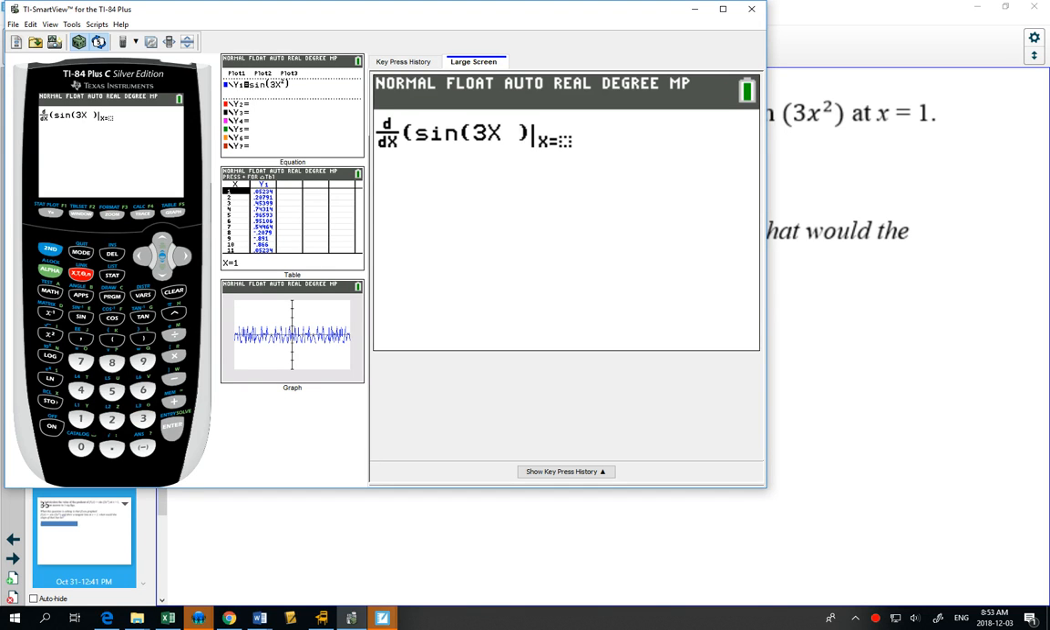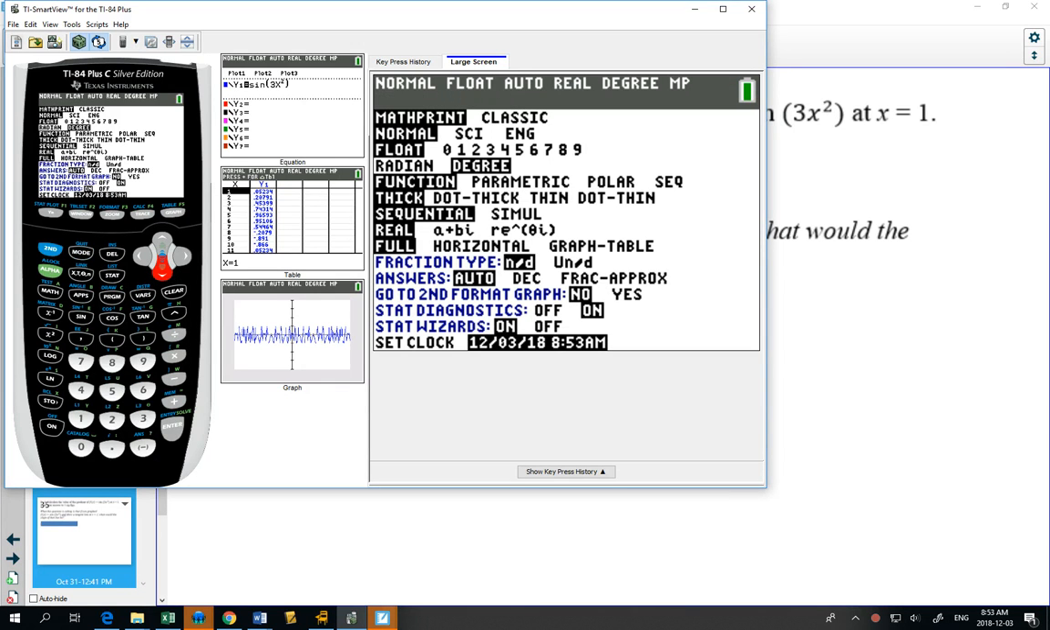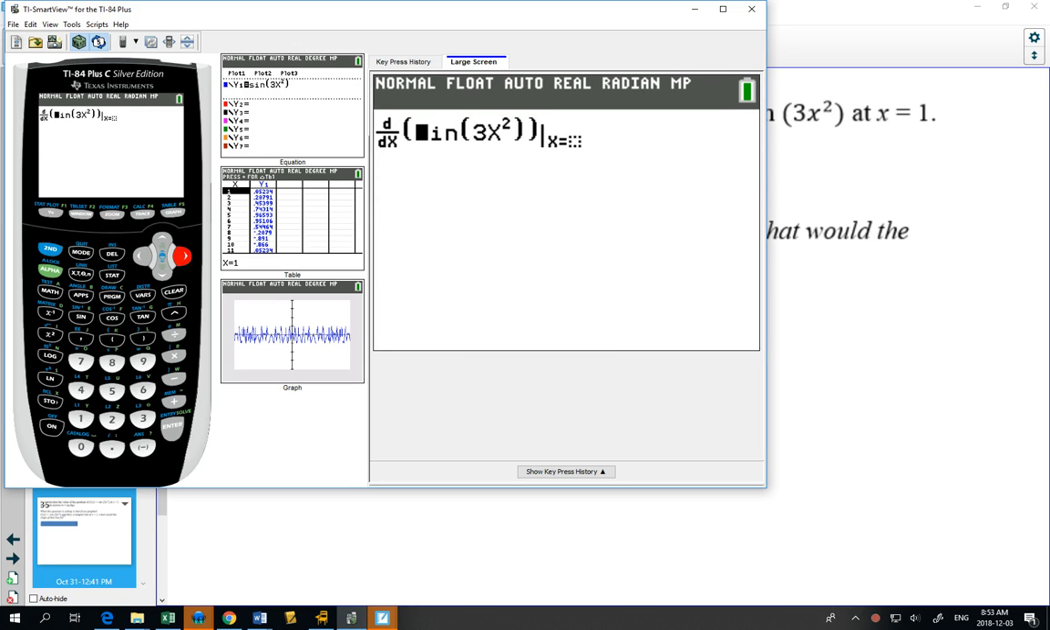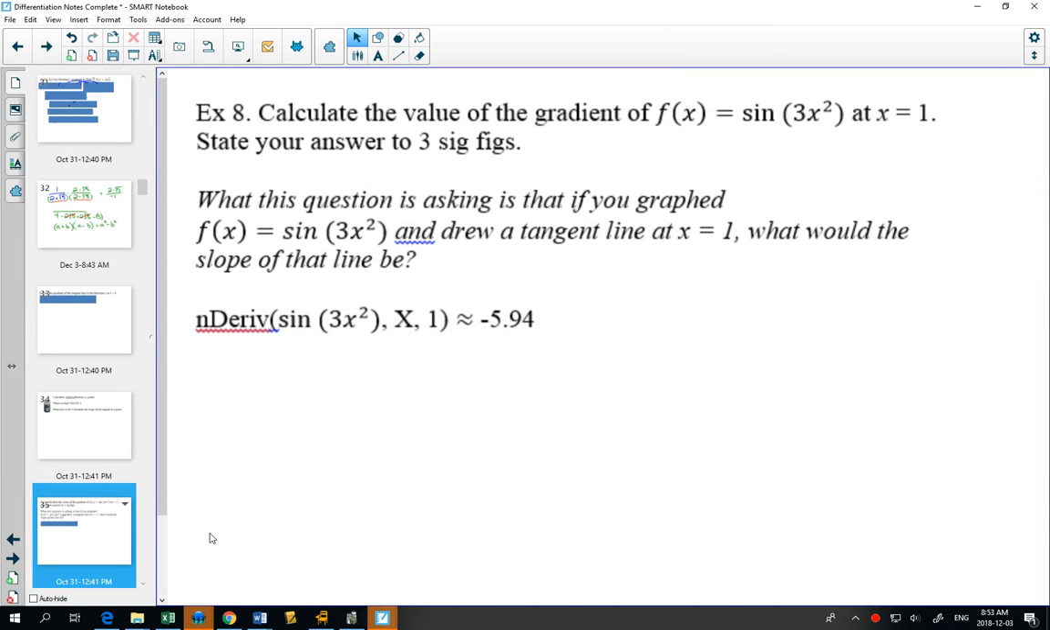Oh, I have something I have to change on my calculator. My calculator is currently in degrees. All of the calculus that we're going to be doing is going to be in radians. There we go. So sine 3x squared, and we want to figure out at x equals 1. So it finds the derivative when x is equal to 1. This is nice proper notation as well. Negative 5.93, or negative 5.94 to 3 sig figs.